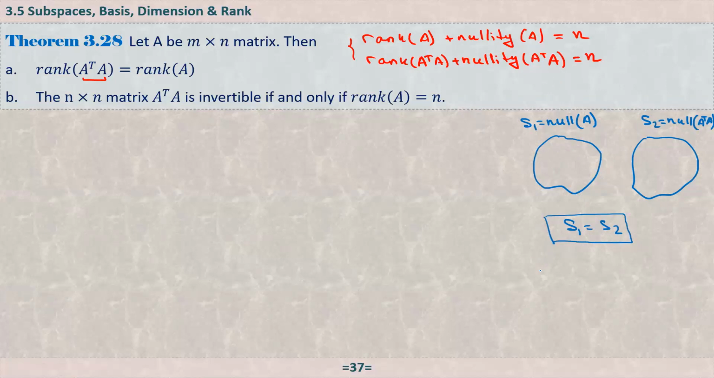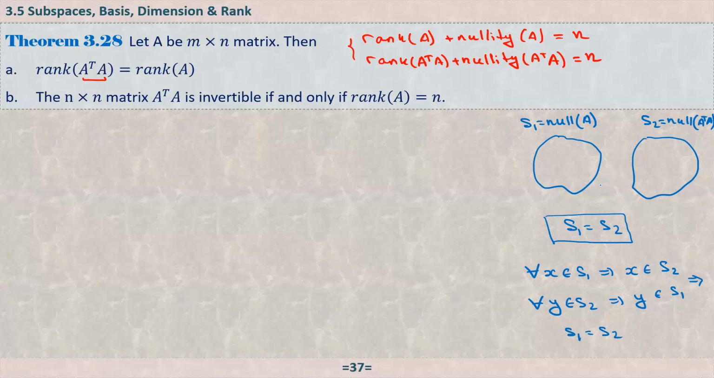I will show that if you pick any element from S1, at the same time it is also an element of S2. And also if you pick any element Y from S2, I will show that it is also an element of S1. If I show this, that forces S1 to be equal to S2. That means the nullity of A is equal to the nullity of A transpose A.